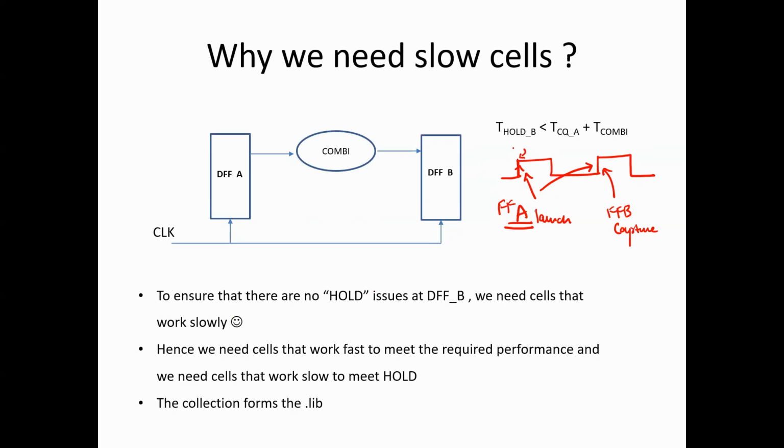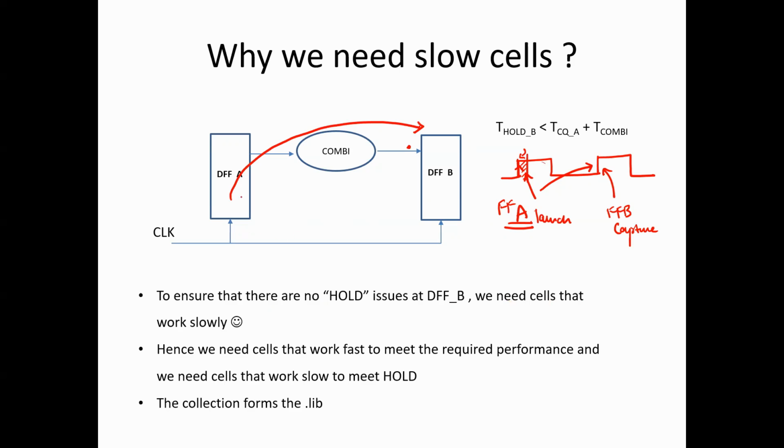That means we need to guarantee a minimum delay. That is, the delay from here to here should be greater than the hold time. The hold time of the flop is a time after the edge of the clock during which I don't want the data to change. So the fastest change that can happen at the input of B should be after this window, so that I can reliably capture the previous data that came here. Clear? So to ensure that there are no hold issues at flop B, we need cells to work slowly.